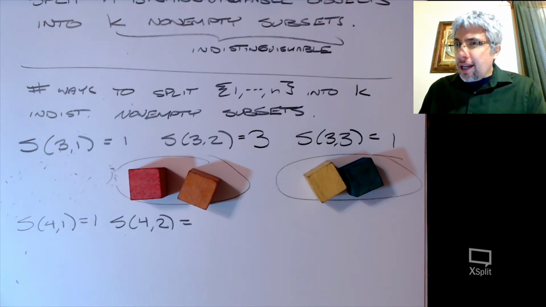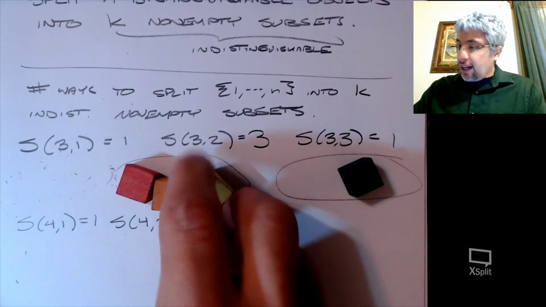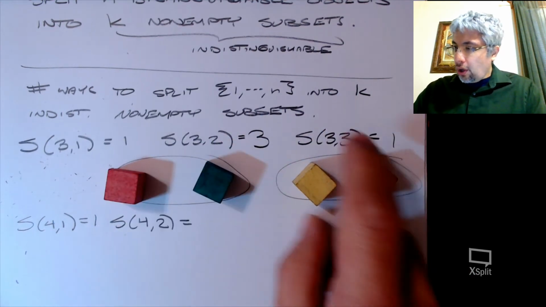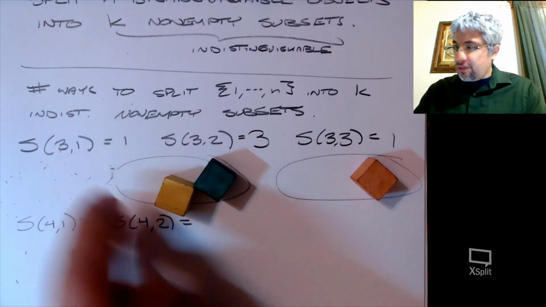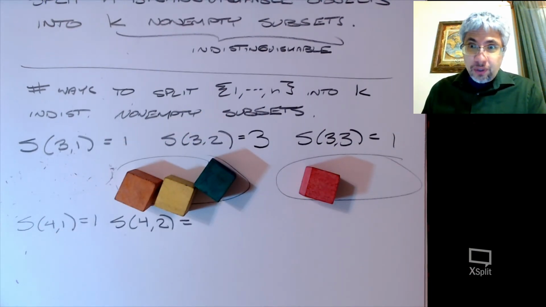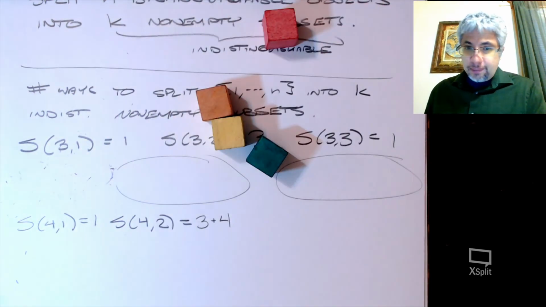Now let's try the 3-1 split. We had 3 so far. Well, the 3-1 split's easy. Either green's by itself, yellow's by itself, orange is by itself, or red is by itself. So 4 possibilities for the 3-1 split. So I get 3 plus 4. I'll just leave it like that. You can finish that problem on your own.